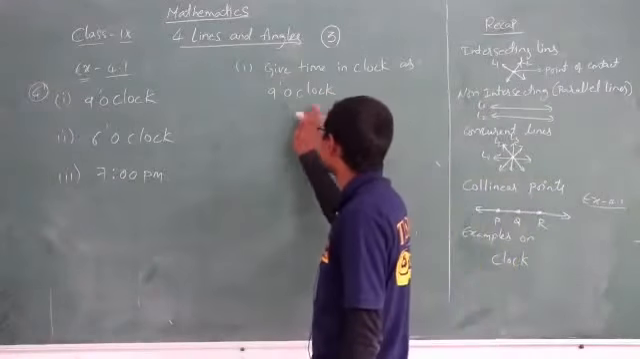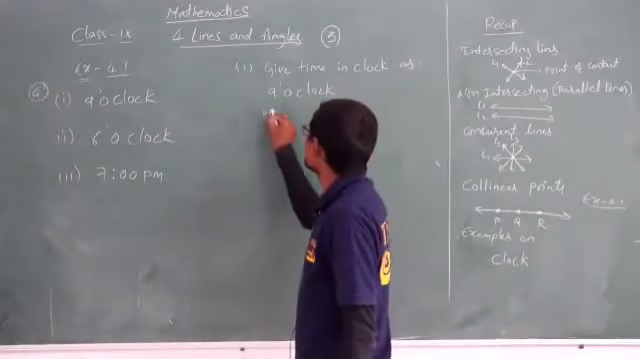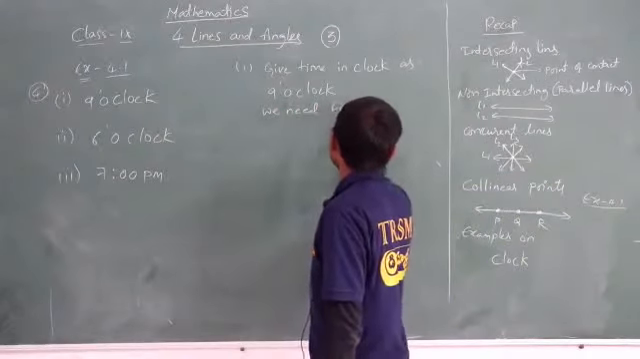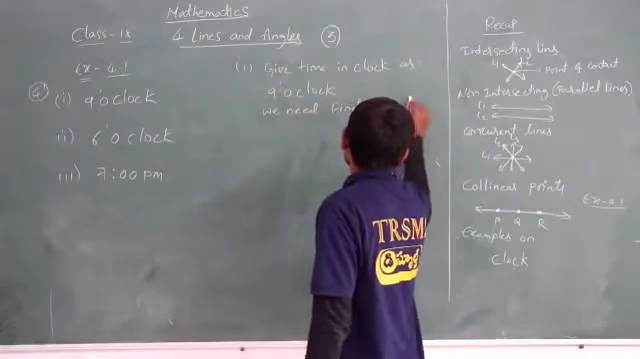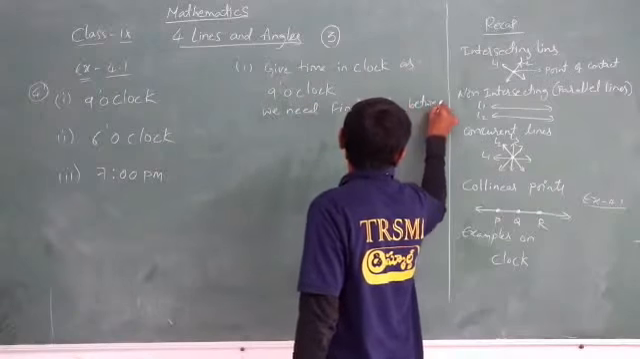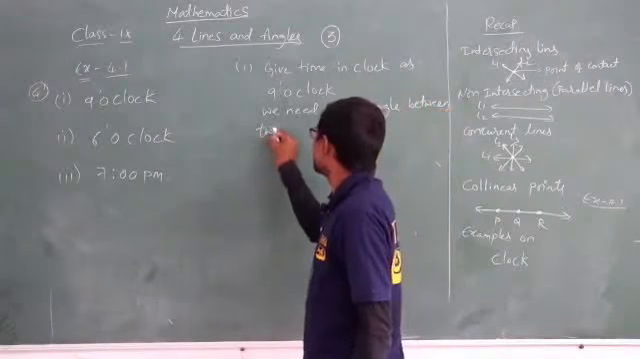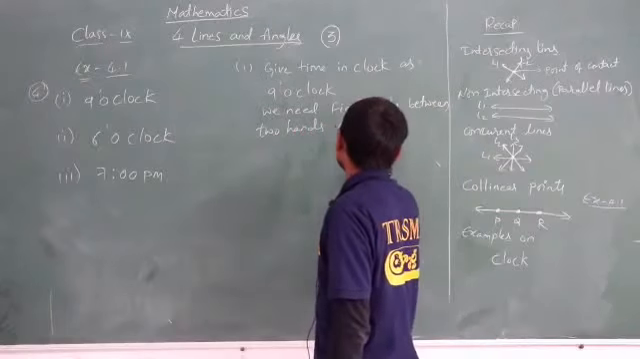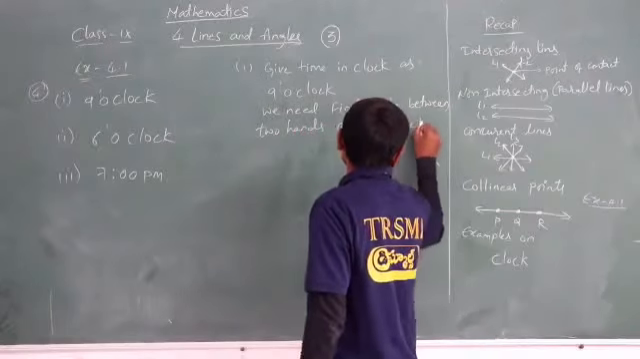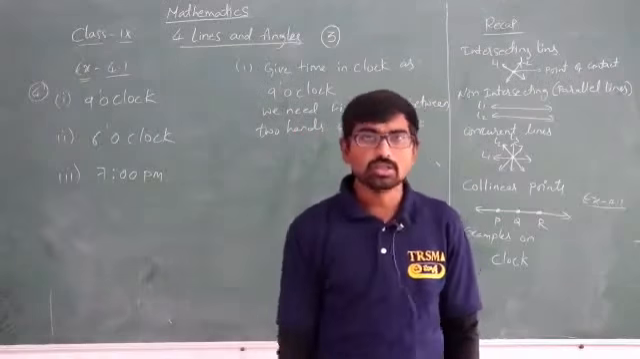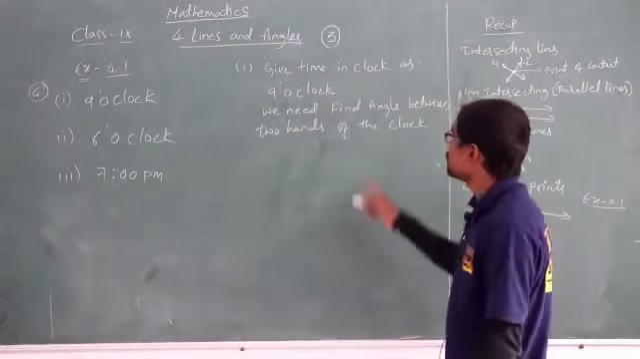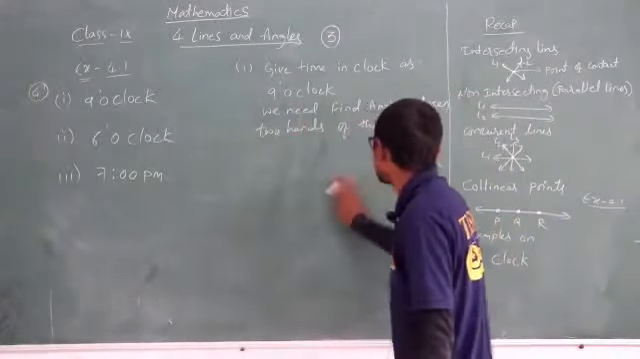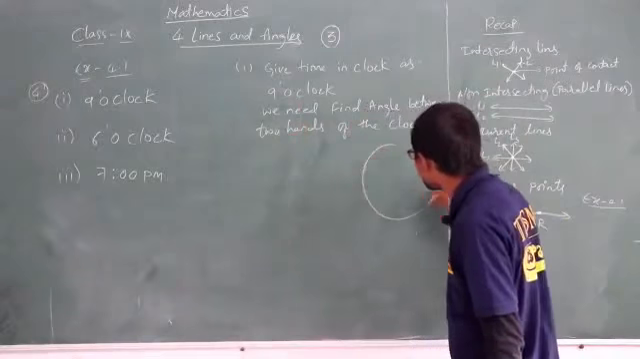So here I am drawing the diagram. Then what we need to do? We need to find the angle between two hands of the clock. Two hands of the clock here. So what we need to do? We need to find the angle between two hands of the clock. So I will draw the diagram so that you can understand it clearly.